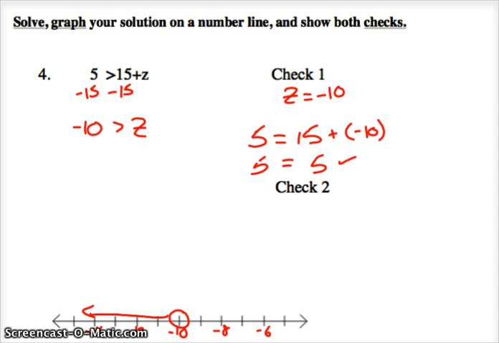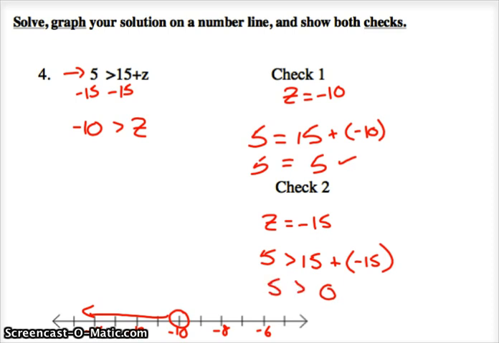Our second thing is to check any of our shaded region, or any of the numbers where z would be less than negative 10. I'm going to go ahead and choose z as negative 15. So if z were negative 15, would our original equation up here be true? So we'd have 5 is greater than 15 plus a negative 15. Well, 15 plus negative 15 is 0.